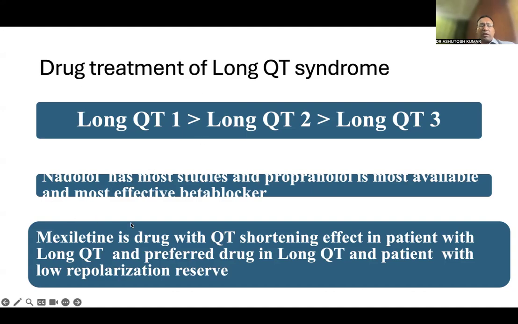Where the patient is not tolerating propranolol or is developing bradycardia, there is a role for mexiletine, which shortens the QT interval, and sometimes it is diagnostic also. So wherever long QT3 is there, or the patient is not tolerating the beta blocker, it is preferred to put the patient on mexiletine.